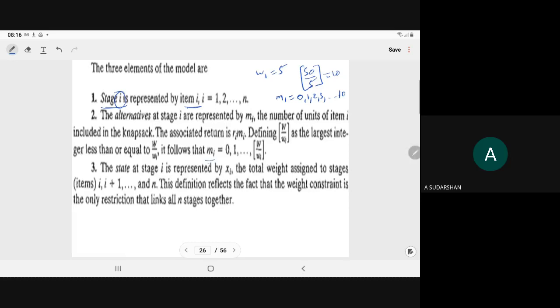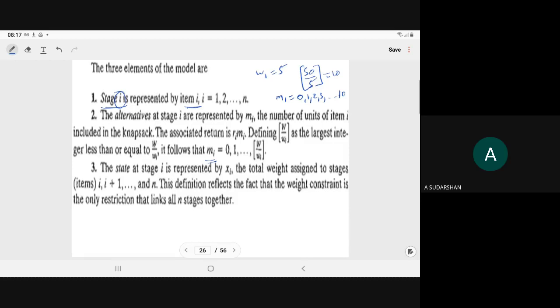So here m_i can take the value either 0, 1, 2, up to 10. What is the 10? The greatest integer of W upon w1. So we have recognized and defined the alternatives. Now, in the last step, we have to define the state.